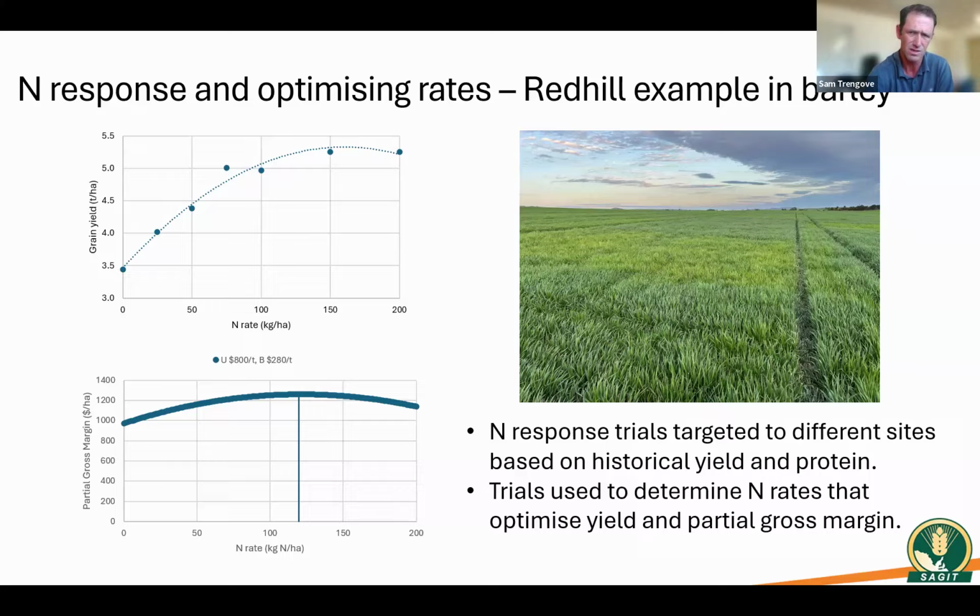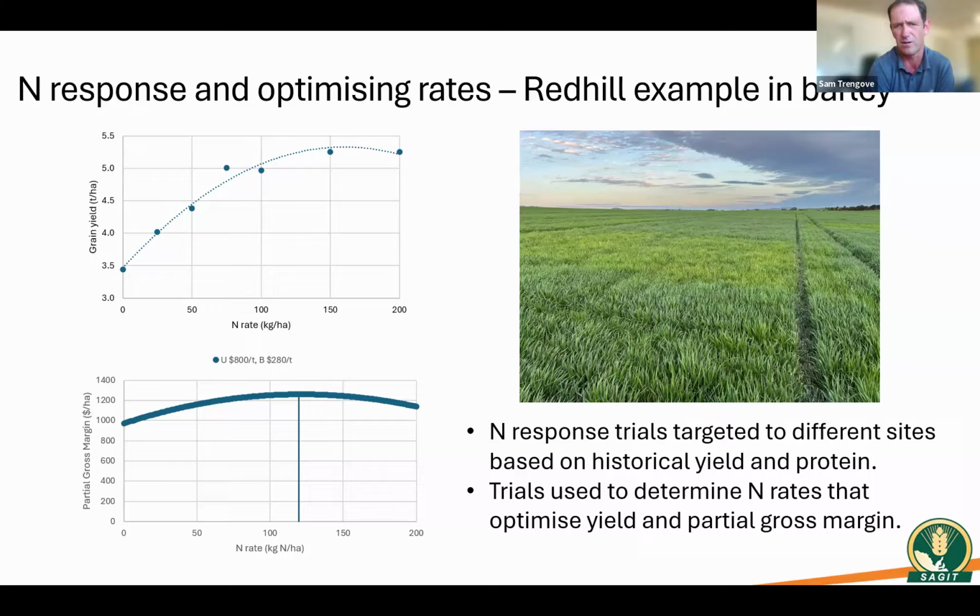In this trial, we were looking at a yield response to a range of nitrogen rates from 0 up to 200 kilos per hectare. I've deliberately chosen a site that's given us quite a good yield response. With 0N, that top graph shows we're yielding about 3.5 tonne. When we get our N spot on with about 150 kilos of N per hectare, we can increase that grain yield to about 5.3 tonne per hectare.